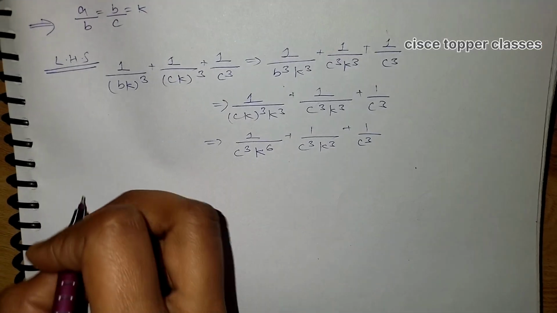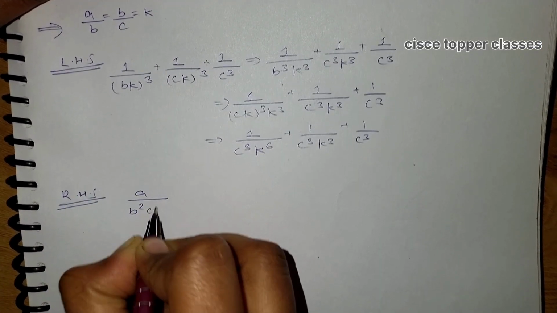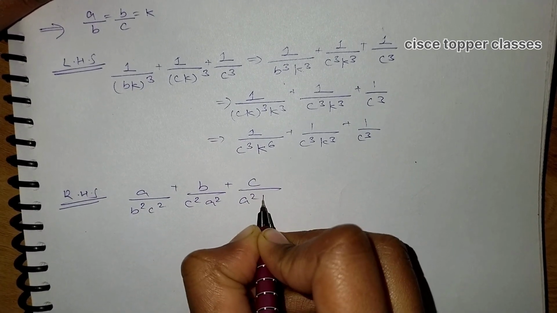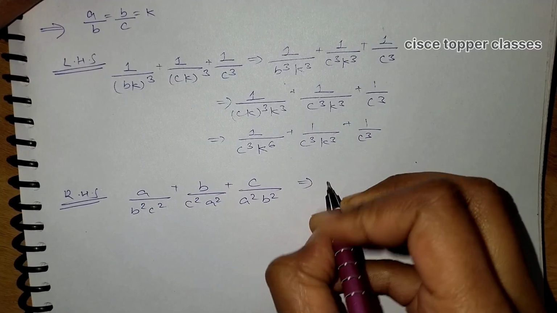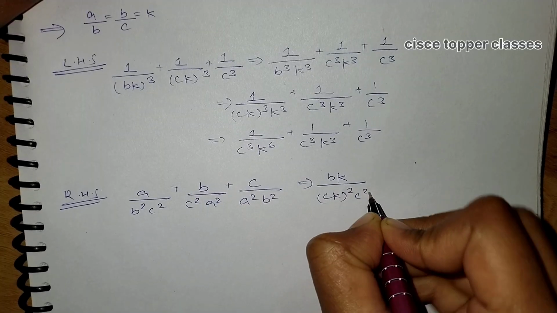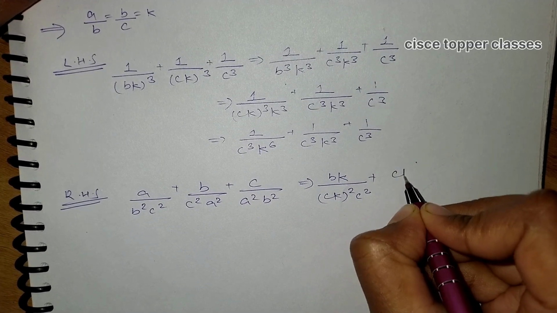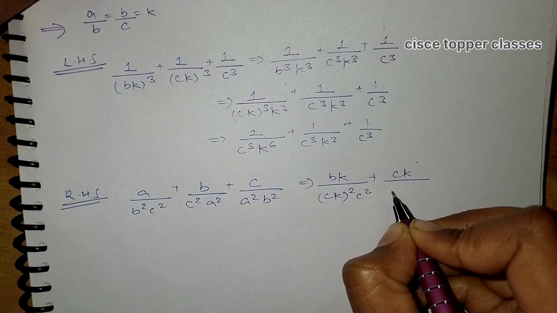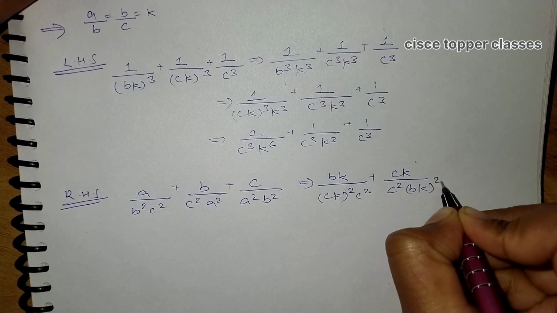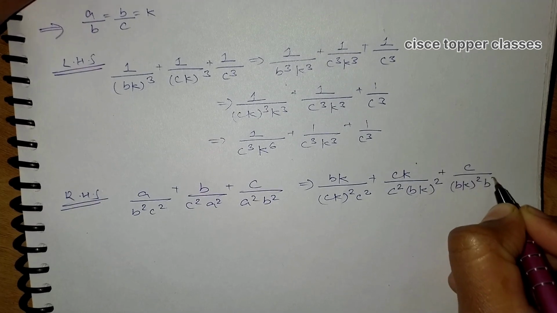So in the RHS part again we will put the values and solve like this only. So it will become A by B square C square plus B by C square A square plus C by A square B square. So in place of A here we can put BK. So BK upon B square will become (CK) whole square C square. Then again plus B upon C square A square. So B will become CK upon C square A square will become C square (BK) whole square plus C upon A square will become (BK) whole square and B square.